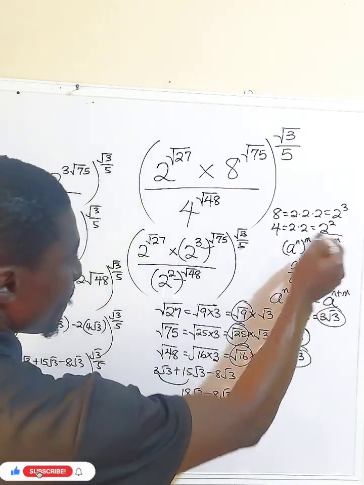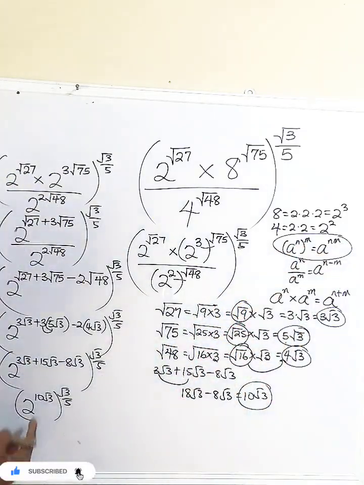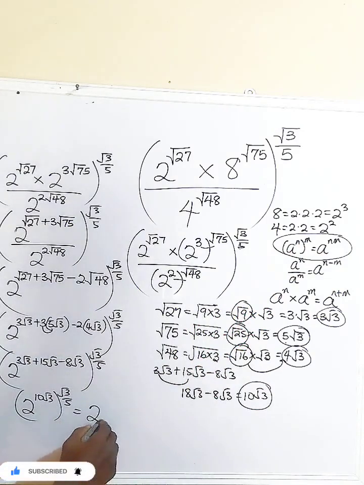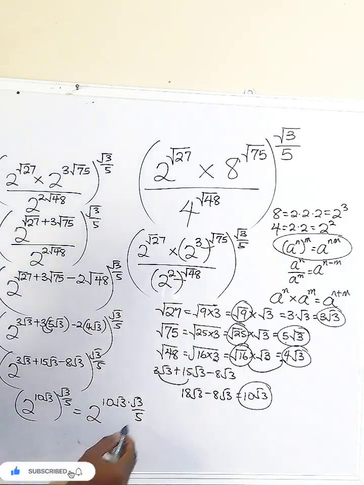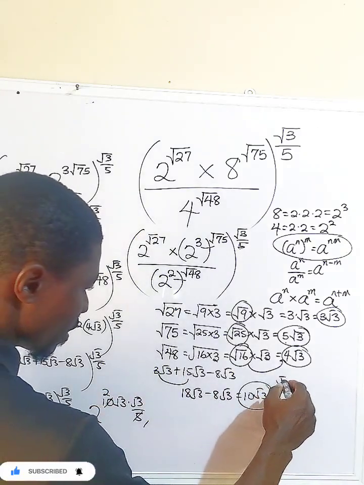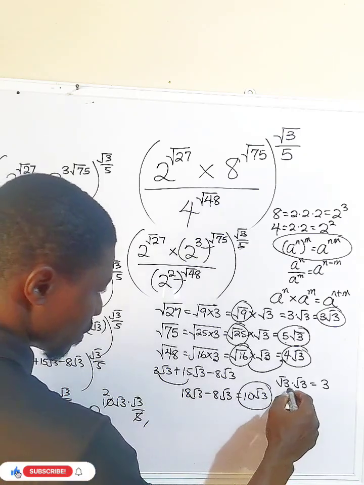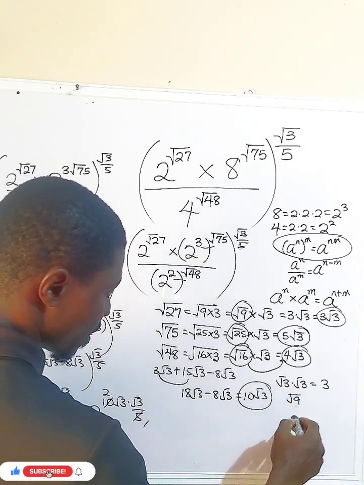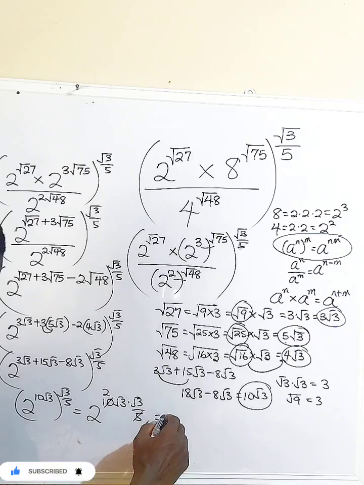Now this rule here, let's apply it here, which means the exponents will multiply. So here we have 2 raised to the power of 10 root 3 times root 3 all over 5. Now let us quickly simplify this. 5 here 1, 5 here 2. Let us take note that root 3 times root 3 will give us 3, and that's because root 3 times root 3 will give us root 9, and root 9 will give us 3.